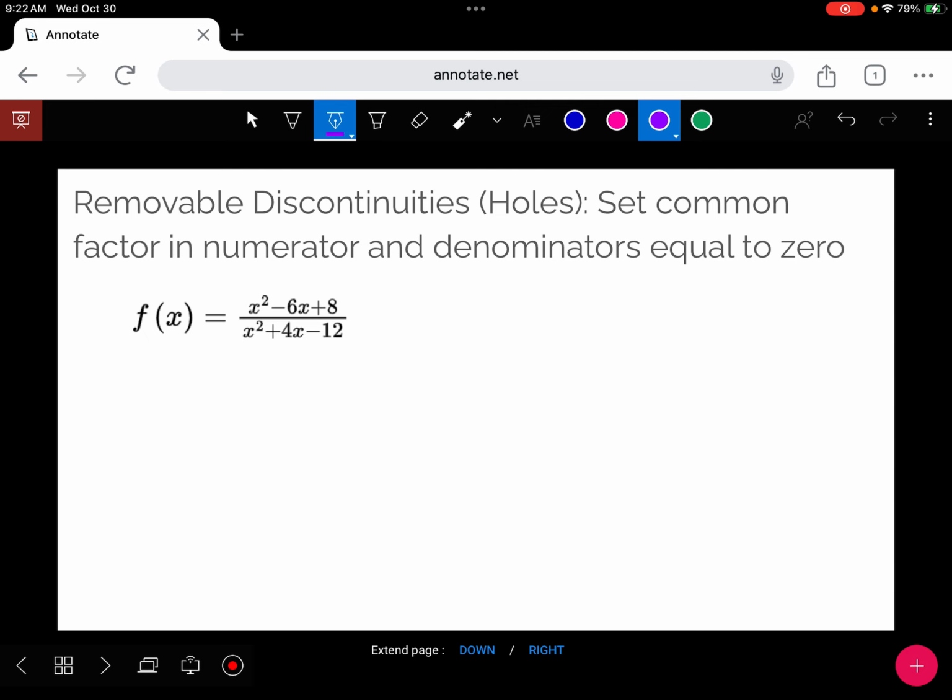So where's your discontinuity? But we're writing them as a point. So how do you find your y?